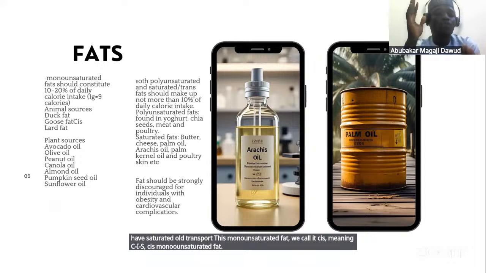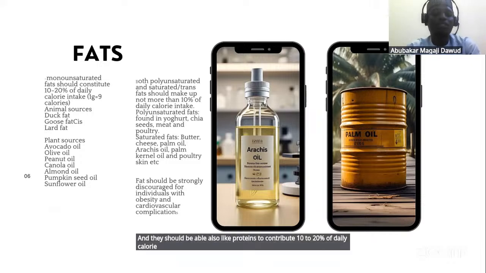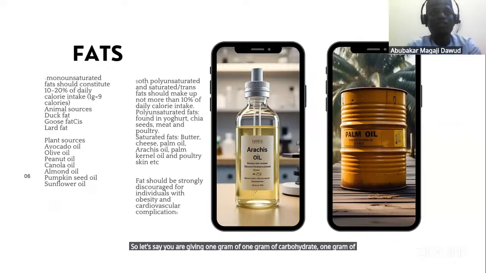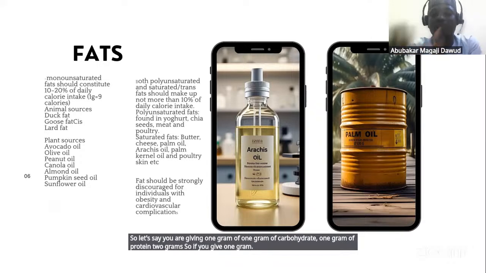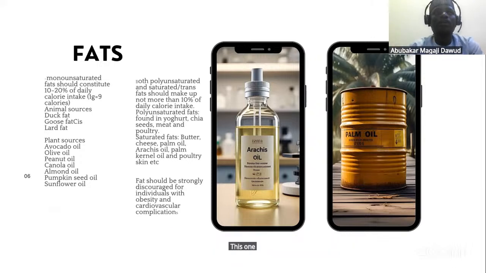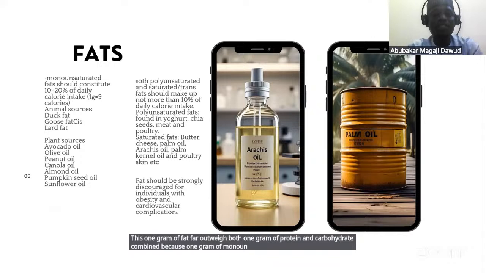monounsaturated fat. And they should be able also, like proteins, to contribute 10 to 20% of daily calorie intake for diabetic patients. But then mind you, the calorie content of fat is more than twice that of both protein and carbohydrate. So if you give just 1 gram of cis monounsaturated fat, this 1 gram of fat far outweighs both the 1 gram of protein and carbohydrate combined, because 1 gram of fats generally contains a minimum of 9 calories of energy.